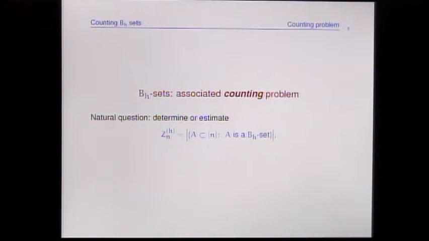So the question is as follows. Again, you consider B_h sets contained in brackets n, and now I want to know how many of them there are. The number I'm denoting by Z(n,h), the total number of such sets in brackets n. Actually, the question of determining or estimating this quantity Z(n,h) was posed by Cameron and Erdős, in the specific case h equals 2, because that was already interesting.